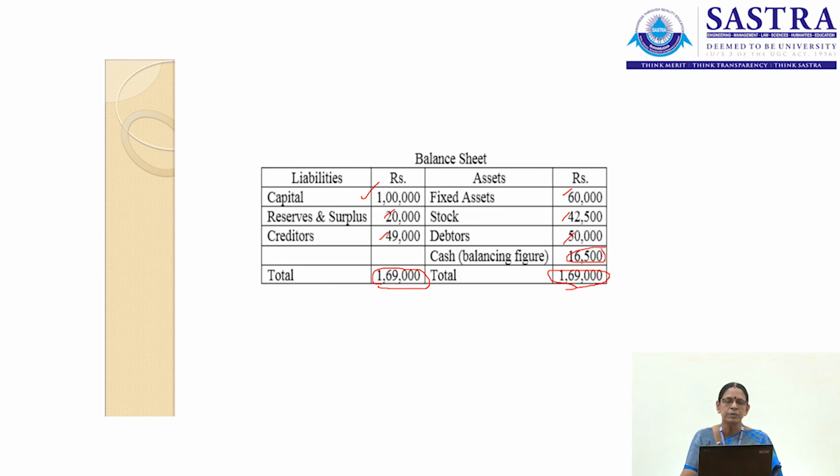So with the given information, we are able to calculate capital, reserves and surplus, creditors on the liability side, fixed assets, stock, debtors on the asset side. So cash will be the balancing figure. So this is how the balance sheet is prepared with the given information.